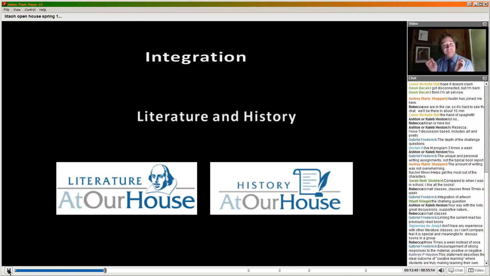Now, what this integration serves is one main thing: context. To give students context for appreciating literature more that would seem foreign.